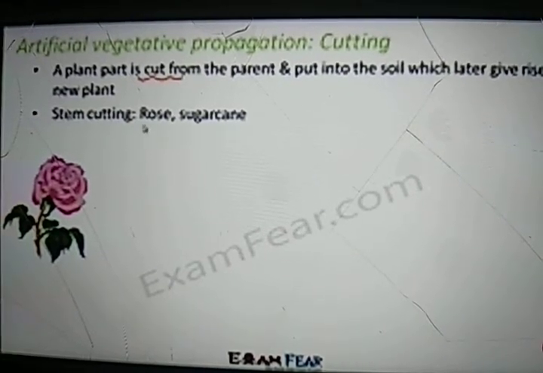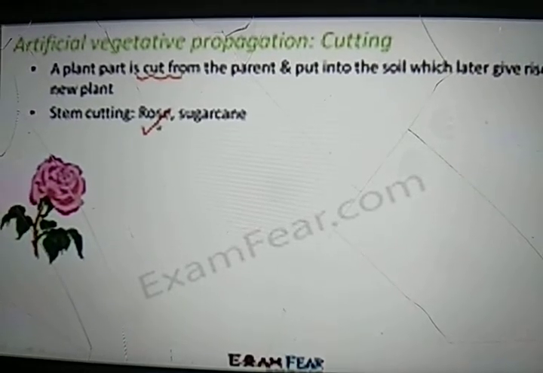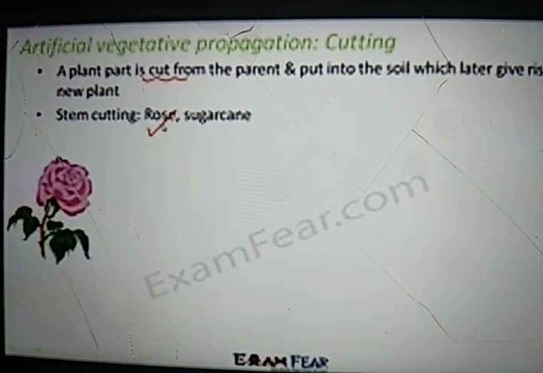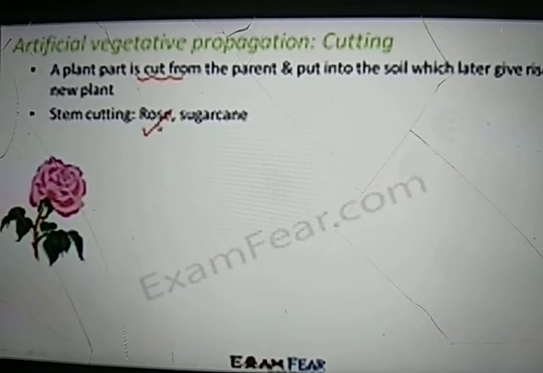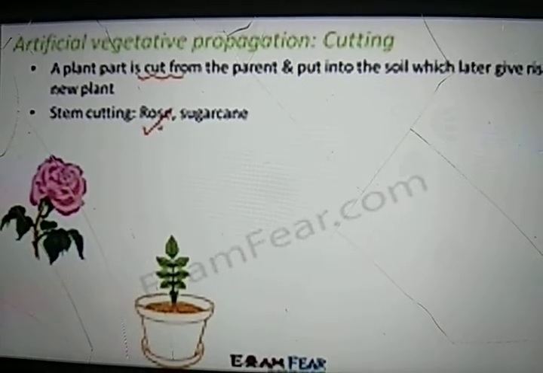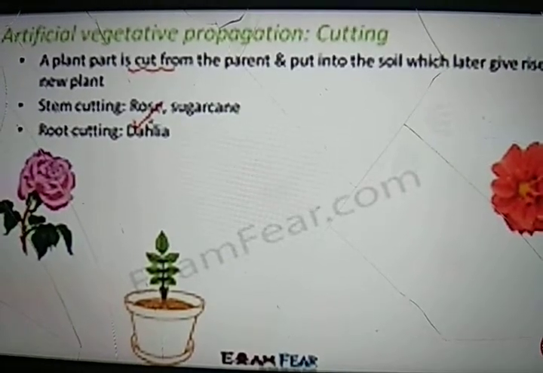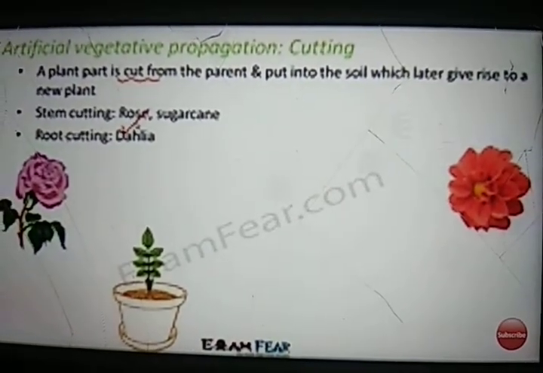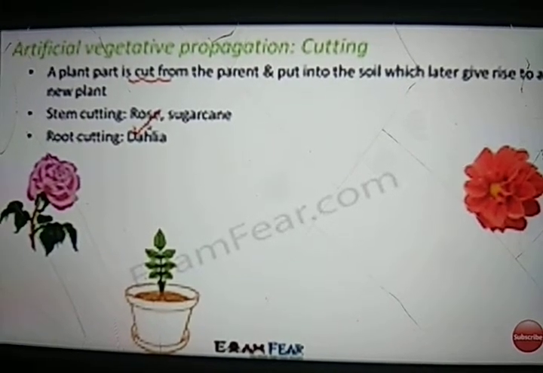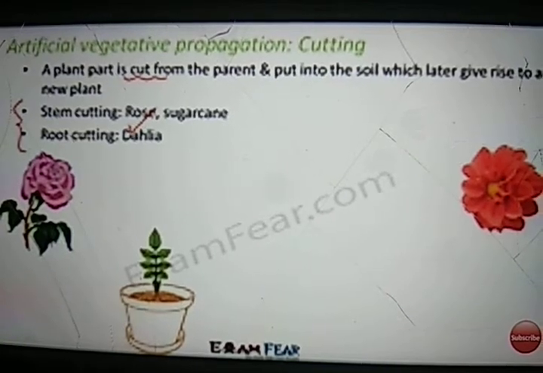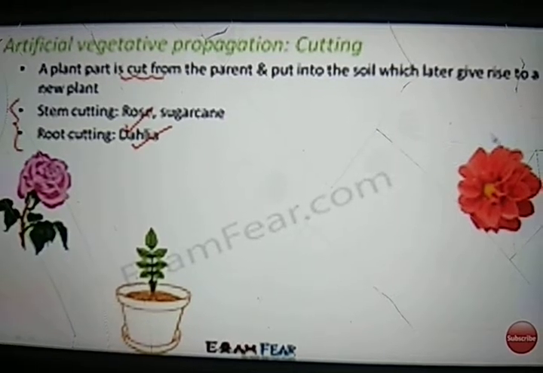So let us look at the examples. The most common example is rose. If you want to have a new rose, all you need is a stem with some leaves, and then you put it into the soil, and over a period of time it becomes a new plant. It is true for sugarcane as well. There are certain plants where root cuttings, not the stem, give rise to a new plant. So in some plants, that capability is with the root. For example, dahlia. Dahlia is a kind of flower which is quite big in size.